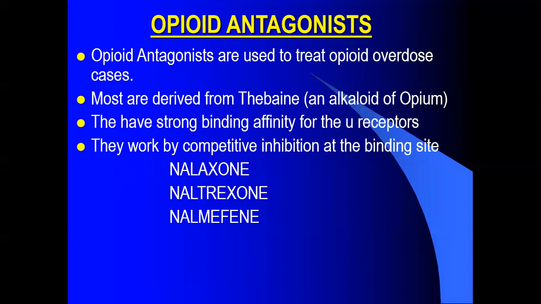Now, what are opioid antagonists? These antagonists are only antagonists. They're purely antagonists acting on the opioid receptors, nullifying the effect of the agonists. Opioid antagonists are used to treat opioid overdose cases, and most are derived from thebaine, an alkaloid of opium. They have strong binding affinity for the mu receptors. They work by competitive inhibition at the binding sites, and the most important and most commonly used is naloxone. However, nowadays we have naltrexone, we have nalmefene as well.